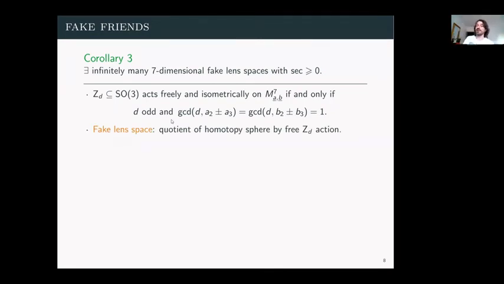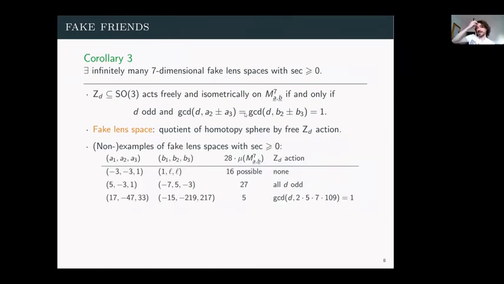So that was for all of the M7AB. But in particular, if we're talking about homotopy spheres here, the quotients are called fake lens spaces. So a fake lens space is just the quotient of a homotopy sphere by a finite cyclic group action. And so let me focus on those for the moment, because maybe those are the most interesting and the most familiar examples. So let's look at some examples and non-examples.